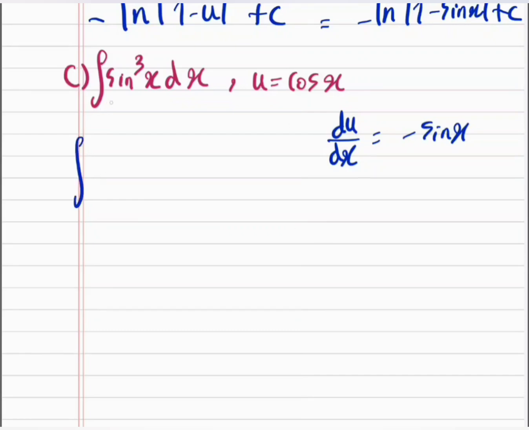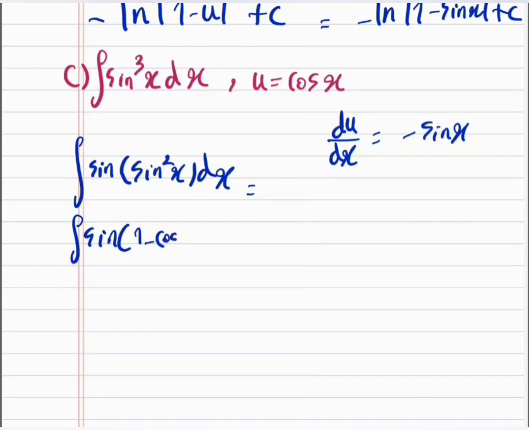But before that, if you look at sine cube x, we need to find a way to rewrite this in terms of u. One possible way is to take a factor of sine, and then you'll have sine squared x dx inside. Now inside, for sine squared x, you can use the identity sine squared x plus cos squared x is equal to 1, which means sine squared x is 1 minus cos squared x. This allows us to substitute u into cos squared x, because u is equal to cos x, so it becomes 1 minus u squared.